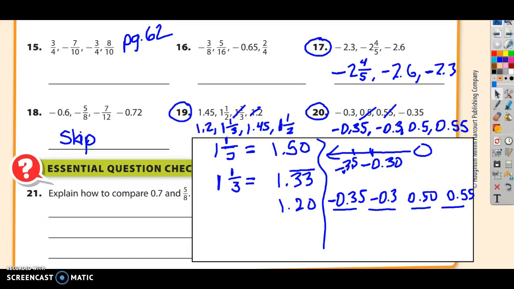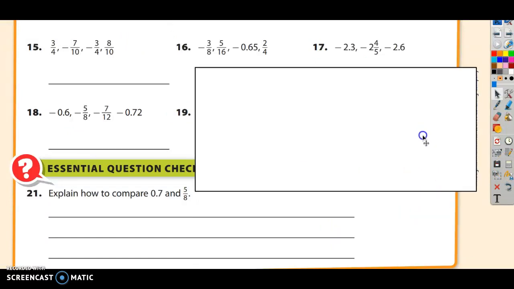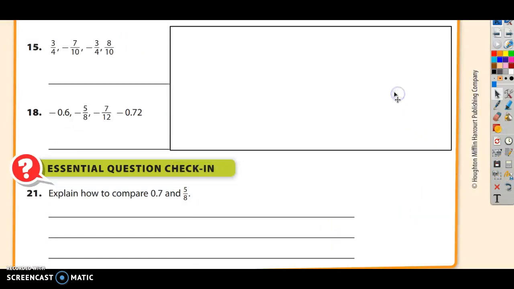Alright, so make sure you've got those answers. I know it's messy, I apologize for that. We've got two more to do. We've got number 21, which is going to be kind of quick, and then we've got number 16. Like I said, we're going to do 16 last. I'm going to put that up here for a minute.